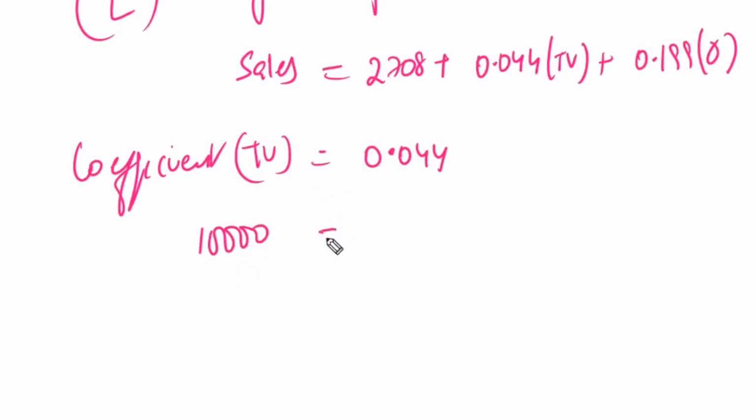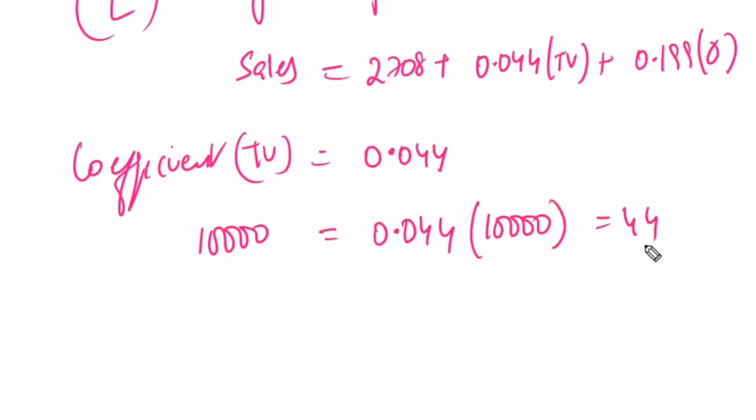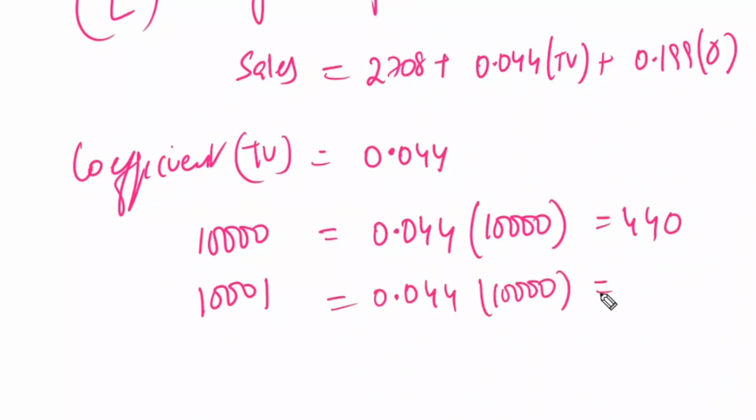Now, first I take TV as 10,000. 0.044 into 10,000, just substituting 10,000. What is the answer you are going to get? 440. Now take 10,001; only $1 you are increasing, you are investing $1 more. Now 0.044 into 10,001, if you multiply, what is the output? 440.044.